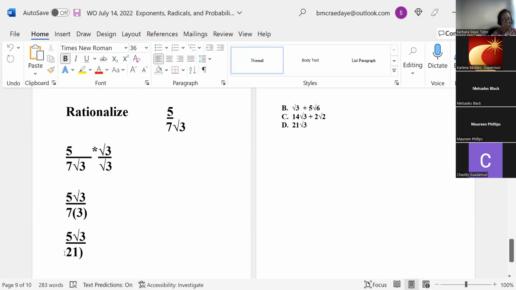That's your answer. It's already simplified, because 5 can't go into 21, right? They're both prime numbers. So that's your answer.